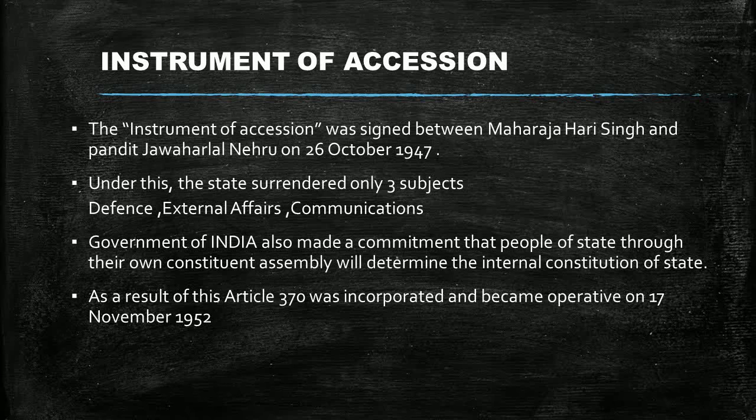That is, they are not bound to accept the constitution of India. They can have their own constitution, and according to which the administration of the state will be governed. As a result of which the Article 370 was incorporated and became operative on 17 November 1952.